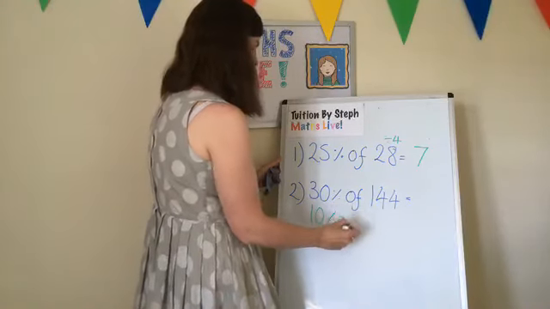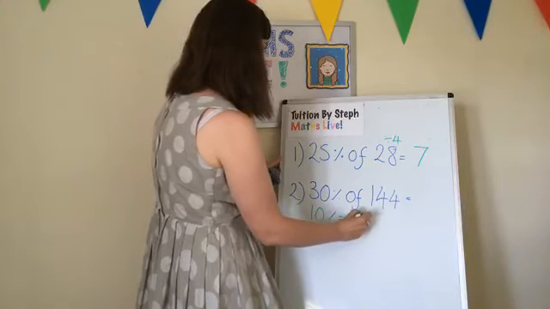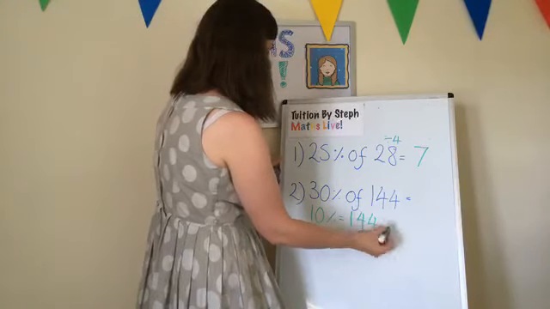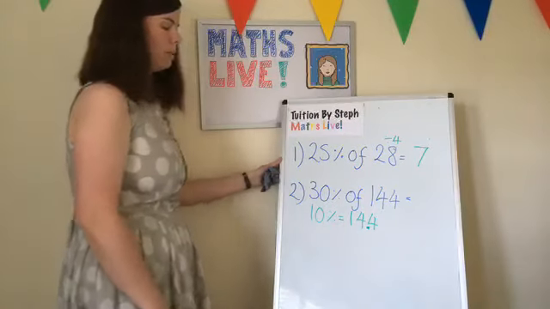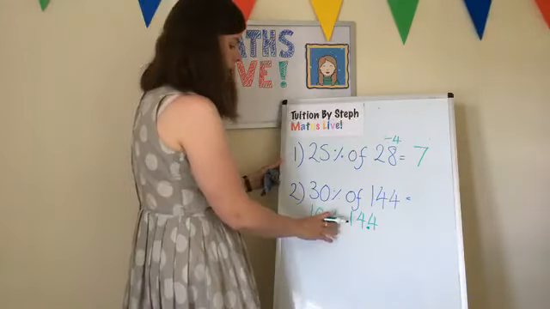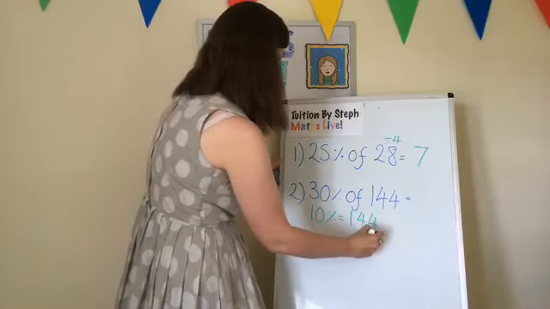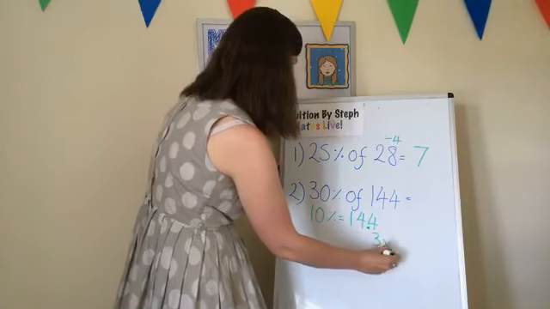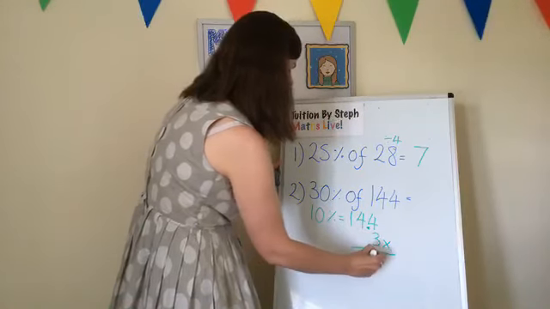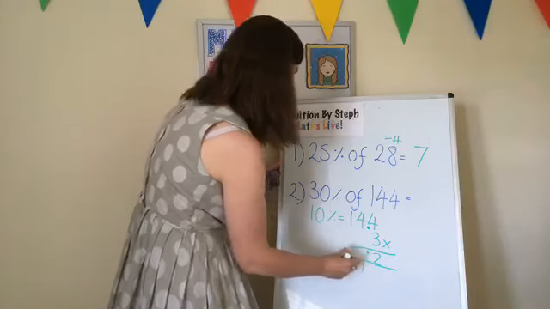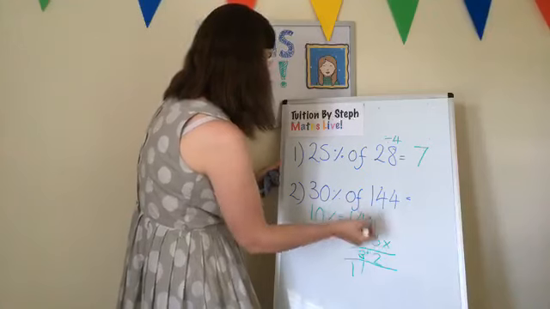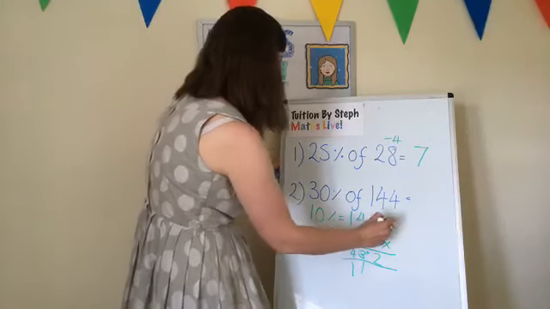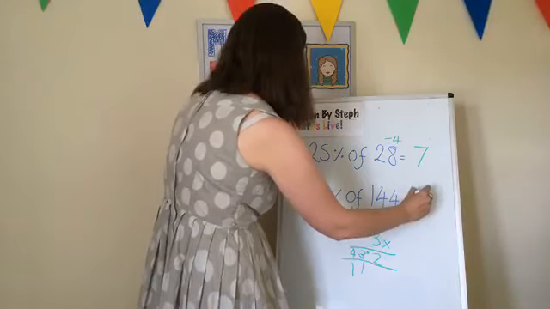So 10% is if we get 144 and we jump the decimal point once to the left, that's 14.4. We've got 10%, we need 30%, so we times our answer by 3. So 4 3s are 12. 4 3s are 12 again, but we've got a 1, so that's 13. And 1 3 is 3 plus 4, so that's 43.2.